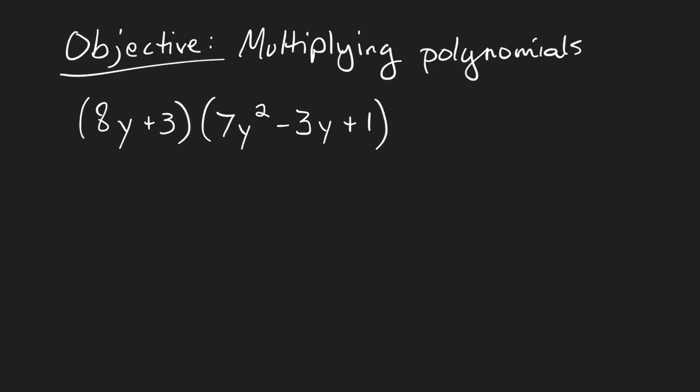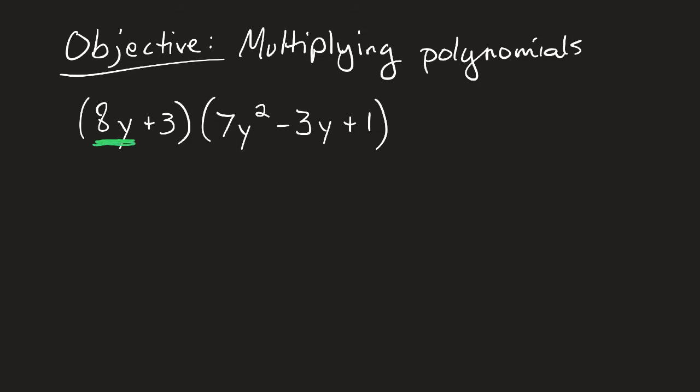to a trinomial. So now we don't just have first, outer, inner, last, and so we can't just use FOIL as a way to keep track. So instead, what we're going to do is we will focus on individually distributing first this term to all of these, and then our second term to all of these. So let's do the 8y first.